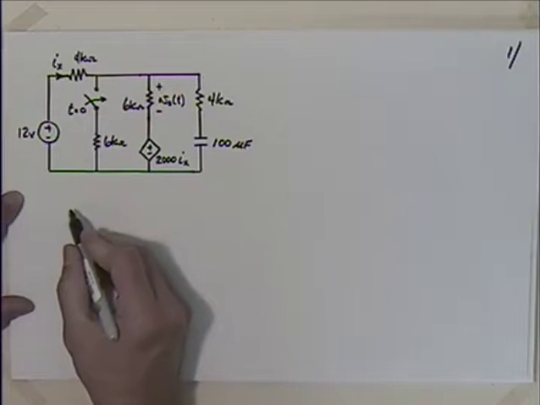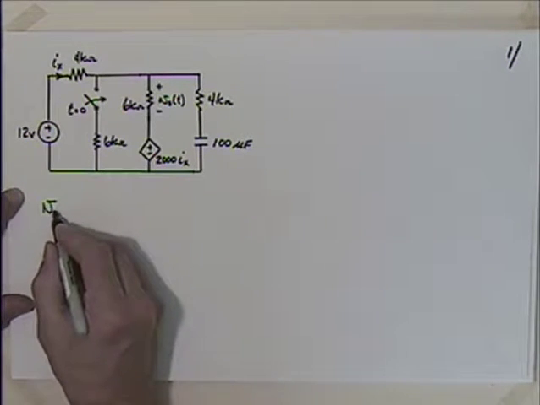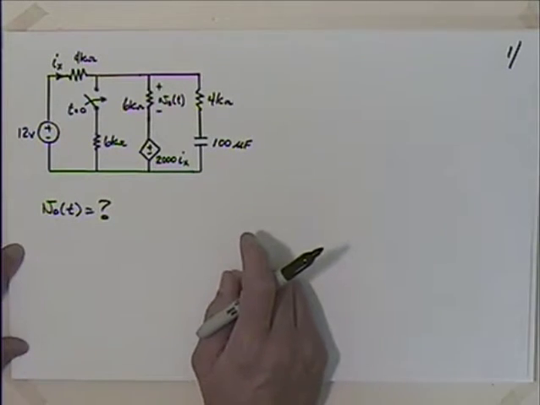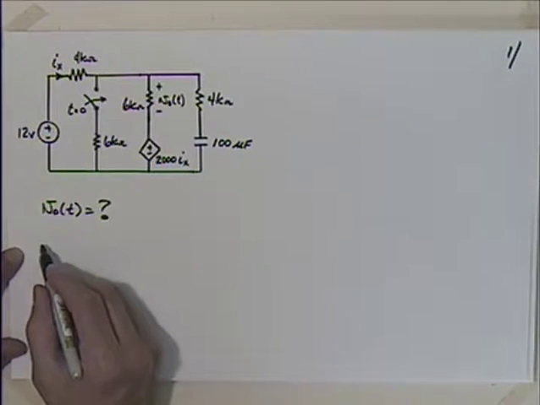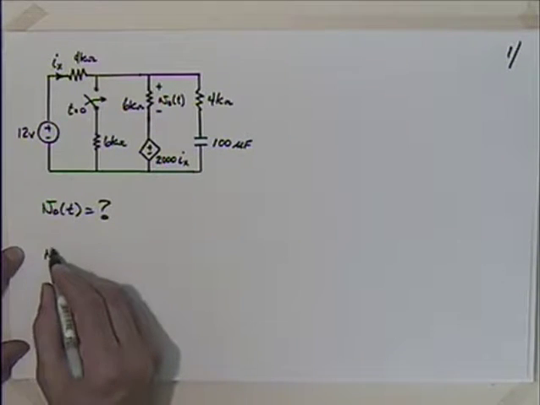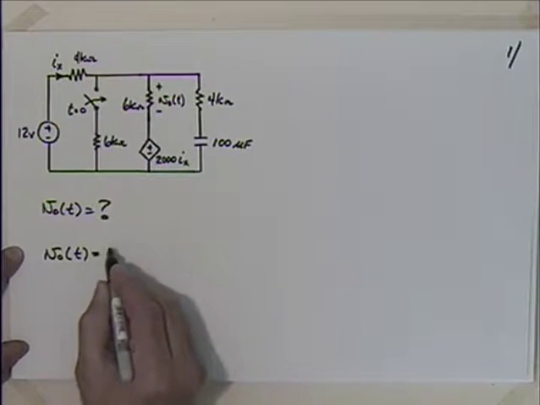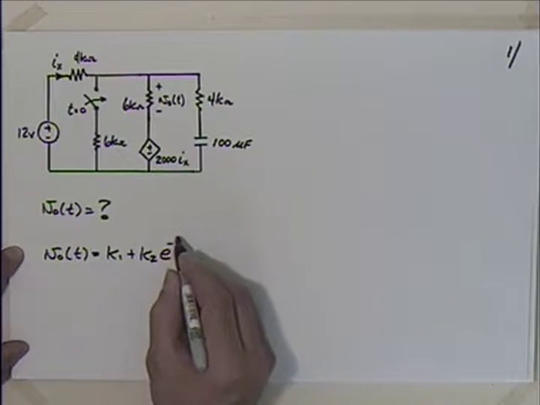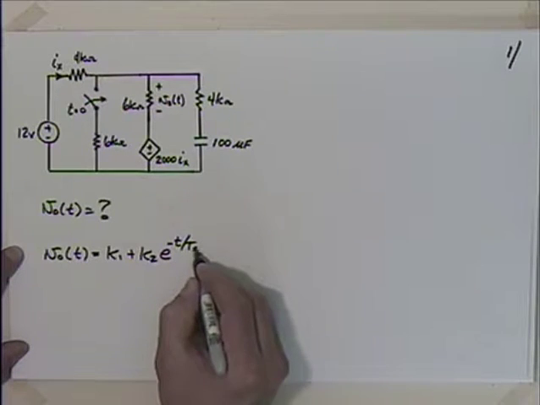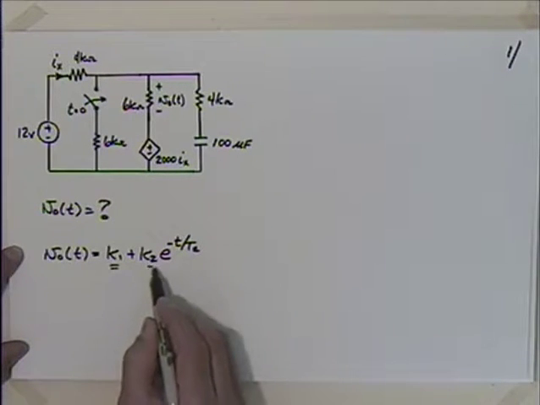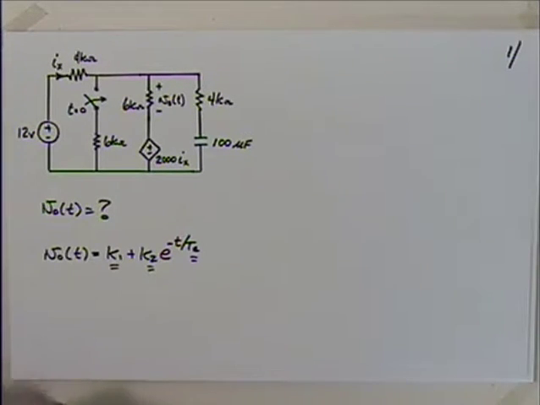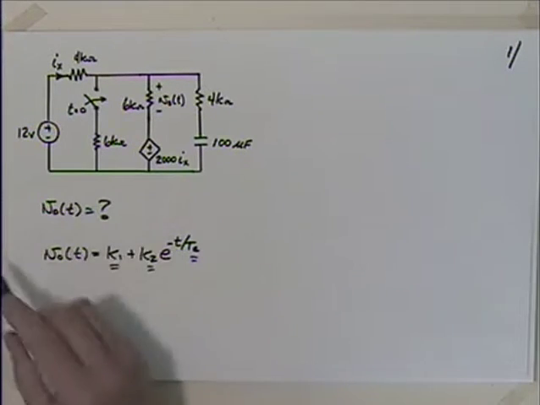With this one, we'd like to find what V0 of t is. That's what we're looking for. With step number 1, we're going to assume the form that V0 of t is equal to K1 plus K2 e to the minus t over the time constant. And again, as always, our task will be to find the pieces so that we can get K1, K2, and the time constant.